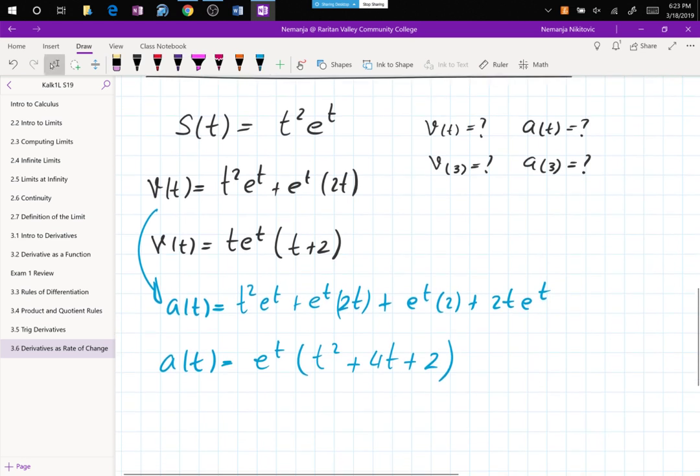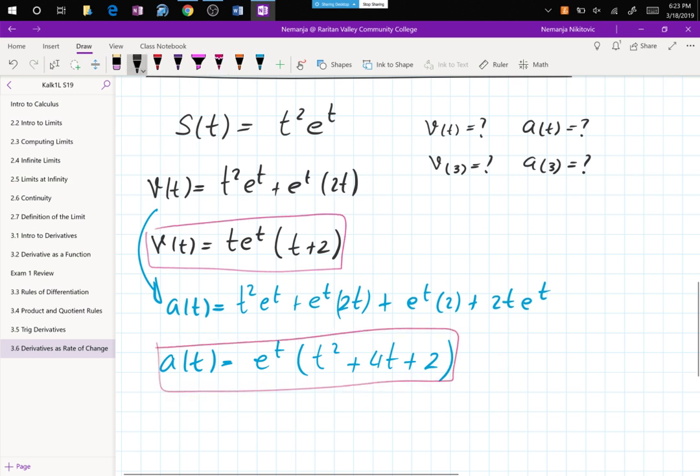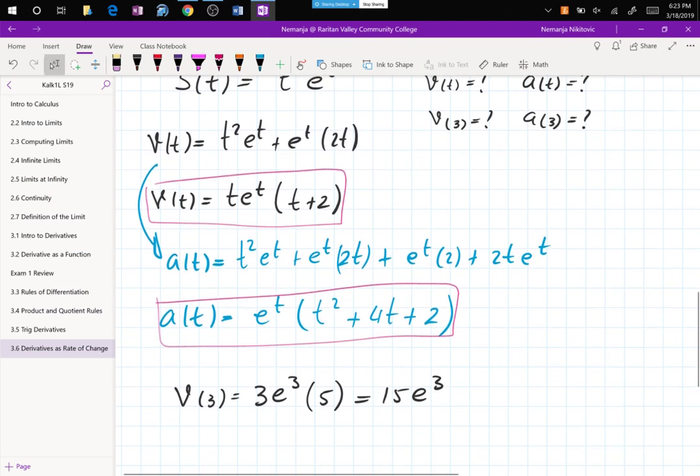So I have my functions. I have my velocity function. I have my acceleration function. So now, velocity at 3 seconds is 3 e to the 3 times 5, which is 15e cubed. Meters per second, feet per second, whatever the units are, miles per hour. And acceleration at 3 is going to be e to the 3 times 9 plus 12 plus 2. That's 23 e cubed.